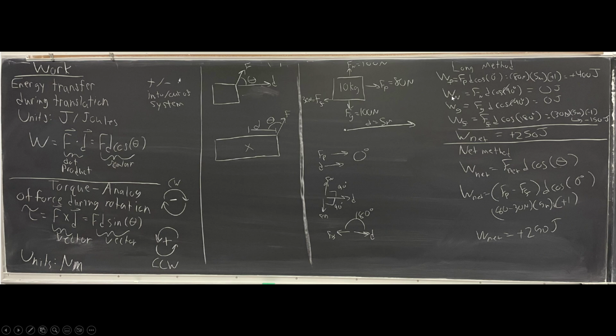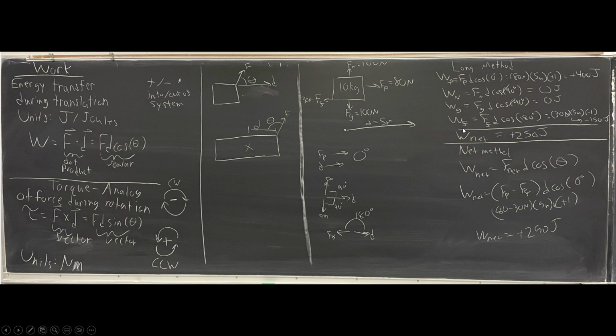Now in this case, W sub n, the work of our normal force, would be the normal force, F sub n, times distance, times cosine of the angle between those two, which is 90 degrees. Now cosine of 90 degrees is just 0. So anything times 0 gives us 0 joules. For the same reason, the work of gravity, W sub g, is also going to equal 0 joules.